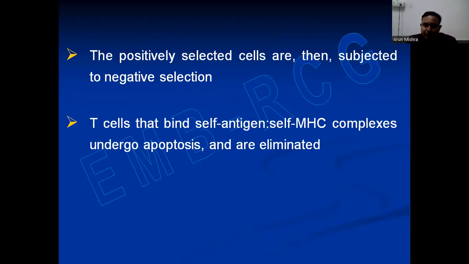The positively selected cells are then subjected to negative selection. The T cell that binds self antigen, self MHC complex undergoes apoptosis, which is known as programmed cell death, and thus they are eliminated from the system.